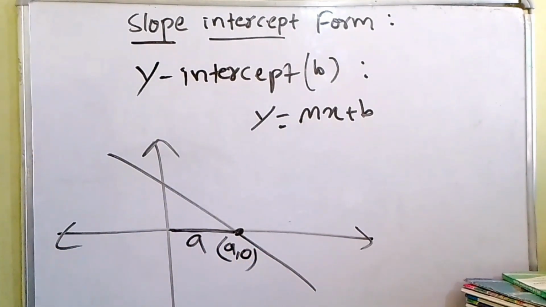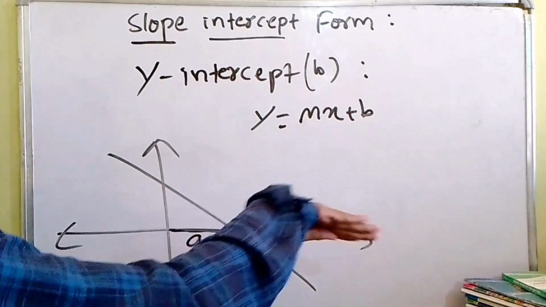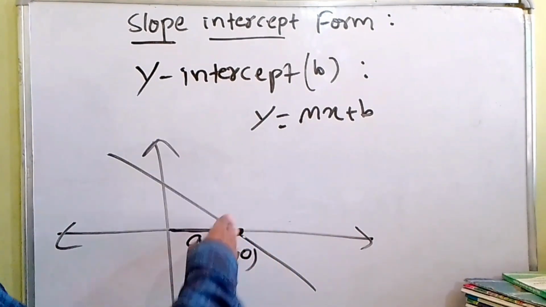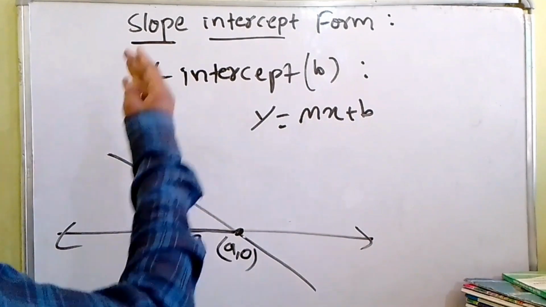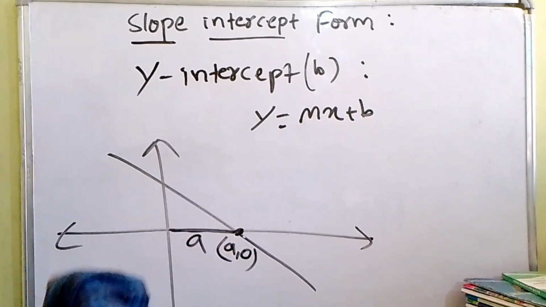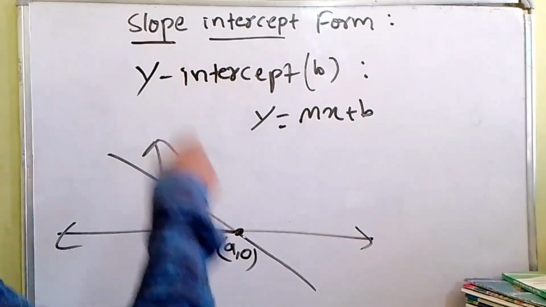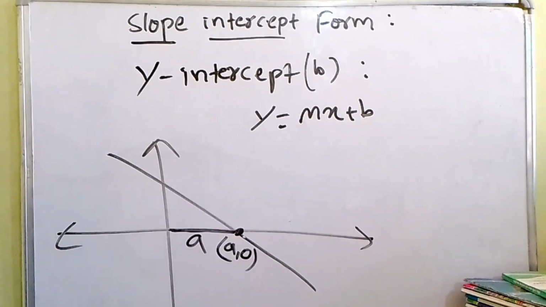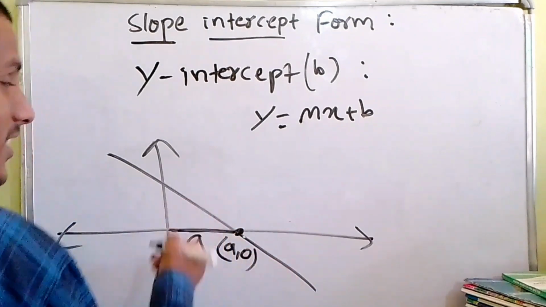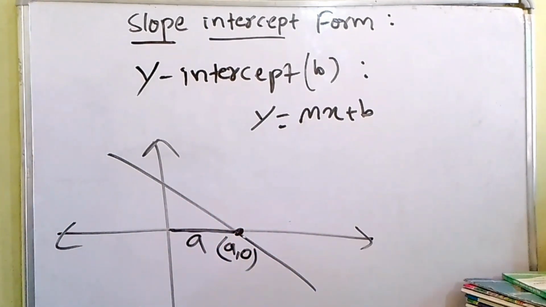You know why it's going to be a comma 0? Yes, because it's on the x-axis. At a, it is at a, so on the y-axis it is not moving, sitting at the origin level. So it's a comma 0. That gives the coordinates of the x-intercept. Now the next thing we are given is the m, meaning the slope.